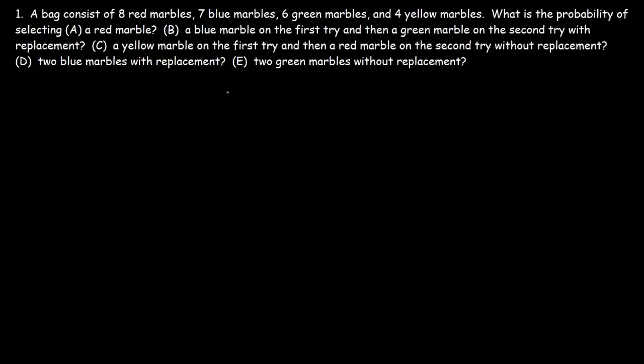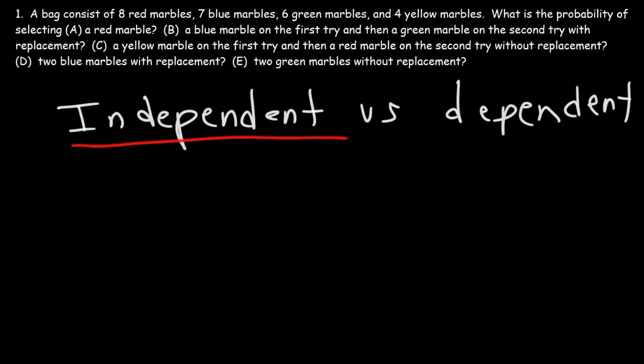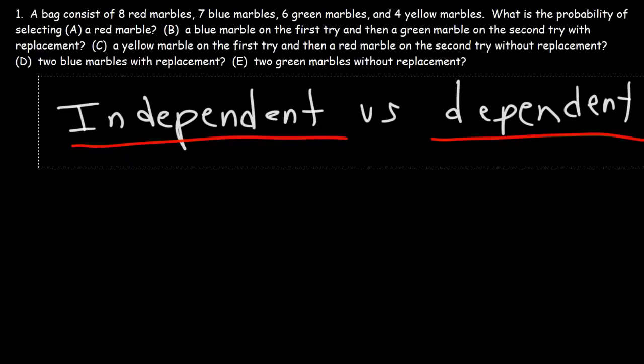In this video, we're going to talk about two types of events: independent events and dependent events. Now you might be wondering, what is the difference between the two? As the name suggests, independent events are events that do not depend on each other. Dependent events are events that do depend on each other. And we're going to use this example to illustrate this concept. So let's go ahead and work out this problem.